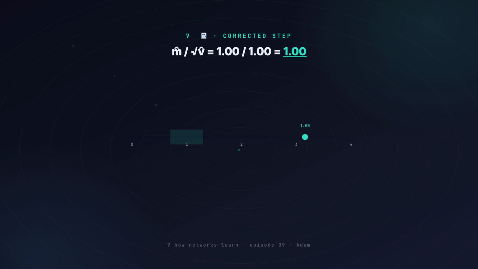Same correction for V with its own decay. The factor for V is 1 minus 0.999 to the t. Step 1, 1 minus 0.999 is 0.001, so V over 0.001 is 0.001 over 0.001, which is 1.0. Now look at the corrected update. M over root V is 1.0 over 1.0, which is 1.00. Clean, the magnitude you actually wanted. Multiply by the learning rate, 3 ten-thousandths, and the real first step is 0.0003. Compare. Corrected M is 1.000, uncorrected was 0.100. A tenfold difference on the term that matters most early. The bias fix isn't a rounding tweak. On step 1, it's a 10x rescue.